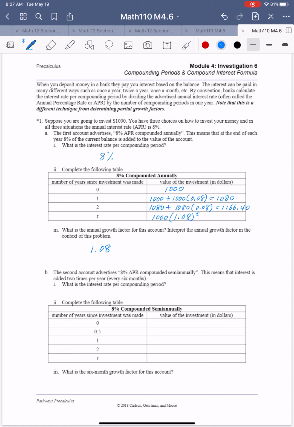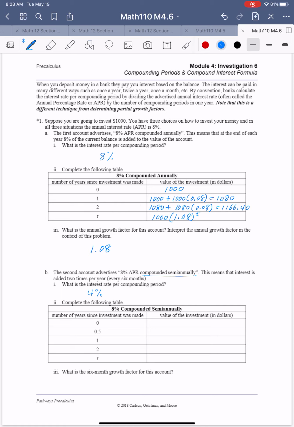B, the second account advertised 8% APR compounded semi-annually, which means that the interest is added 2 times per year. So every 6 months you get interest, and the interest is added to the principal. In this case, what is the interest rate per compound period? The compound period is 2 times a year, so each period is going to be 4%.